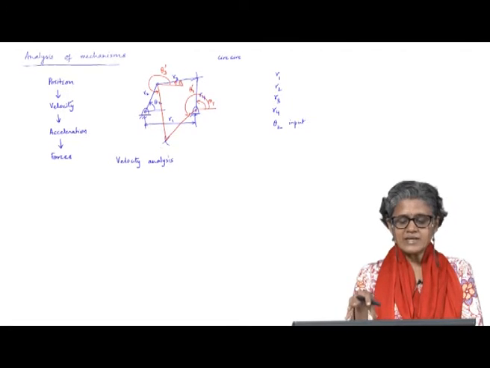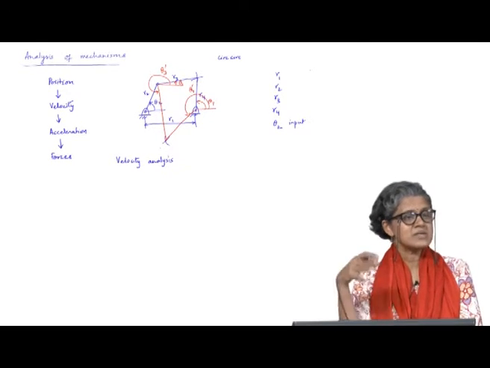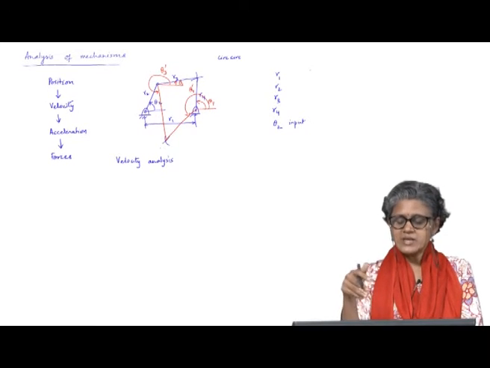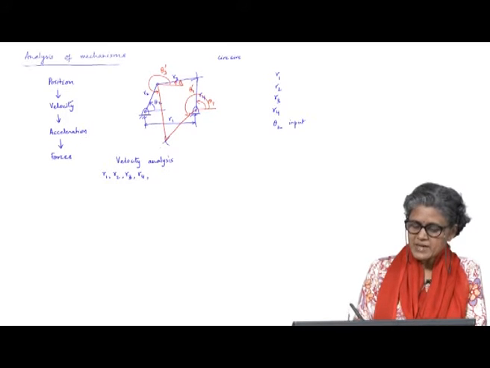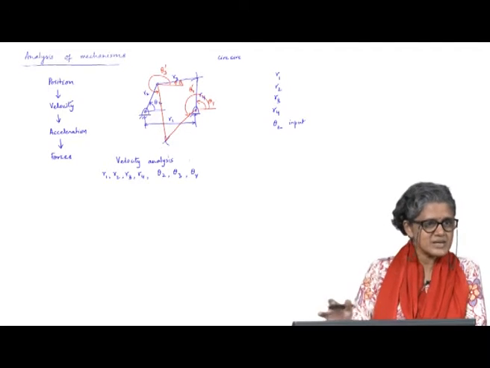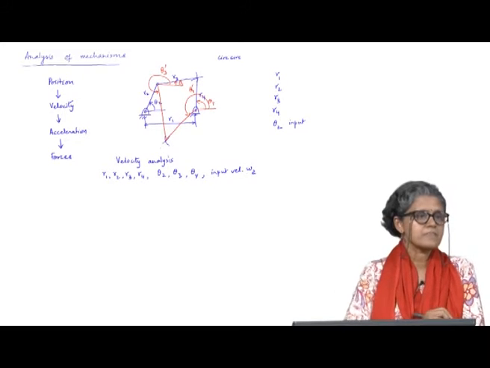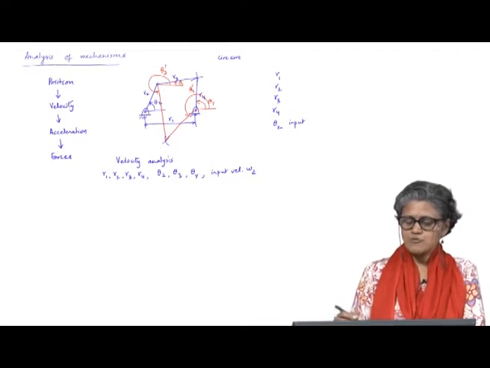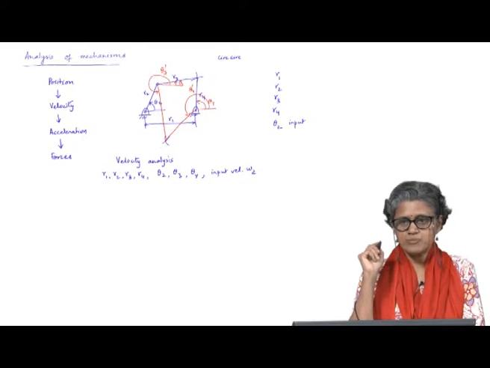If it is analytical, you need theta 2, theta 3, theta 4, that you get from the position analysis, that will be there in the velocity equations. So, in the case of velocity analysis, what you will need to know is r1, r2, r3, r4. In addition, you will need to know theta 2, theta 3, theta 4, or basically the configuration, and you need one input velocity, say omega 2 typically, because for a 4 bar, which is a 1 degree of freedom mechanism, you need one angular velocity as input.